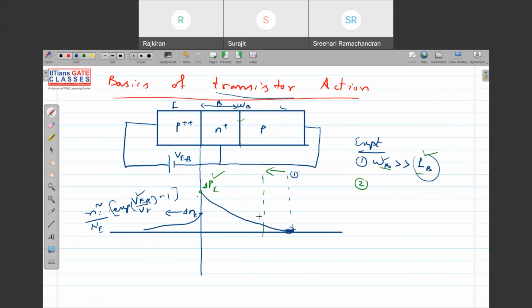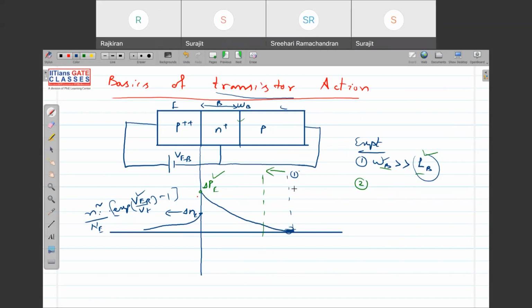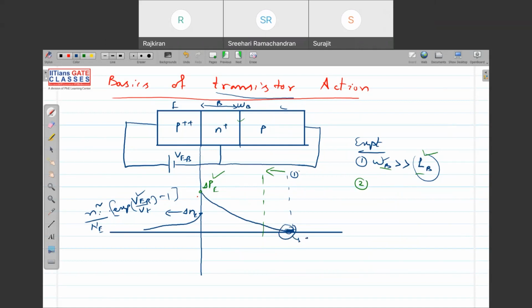Yes, and since the junction is very far away, if you see, the slope of the carrier concentration is almost zero here. Since the junction is very far away, we are doing an experiment. In this experiment, the first case is the junction is very far away. So what is the thing happening?